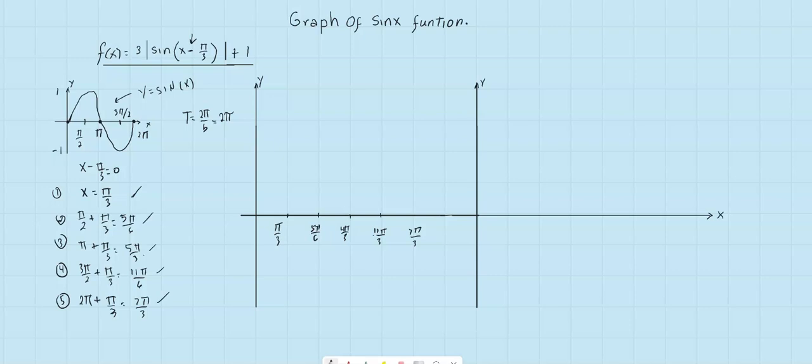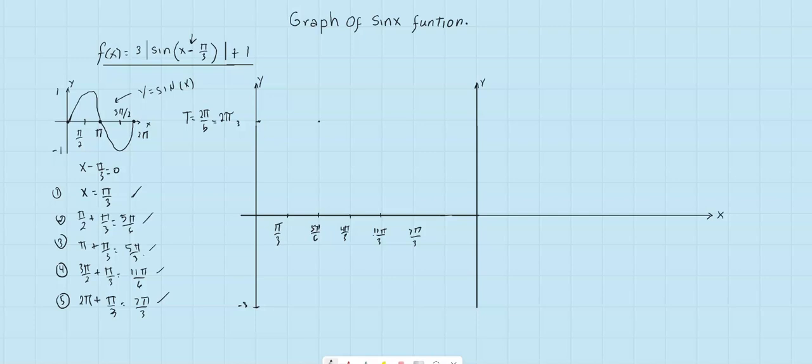Now, my graph is supposed to go all the way to 3 here, and all the way to negative 3 right here, and back to 3 right here. I just want to graph the first step of the graph. And 5 pi over 6 is going to be over here.